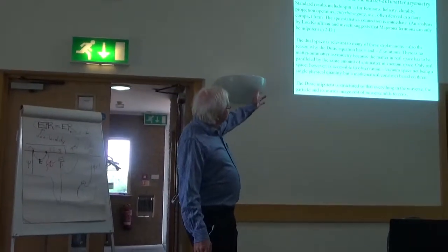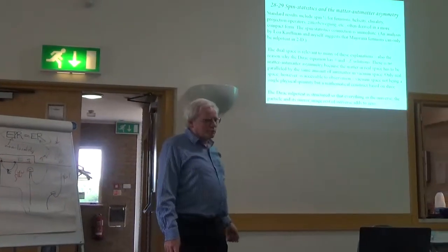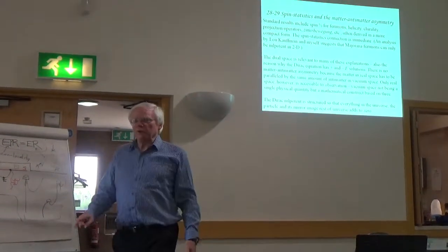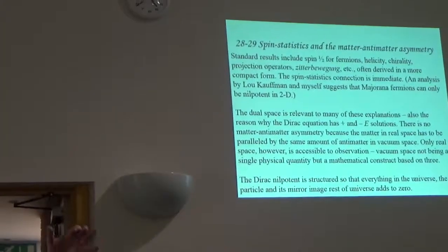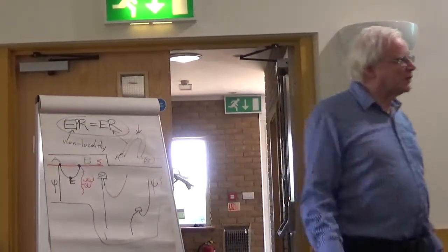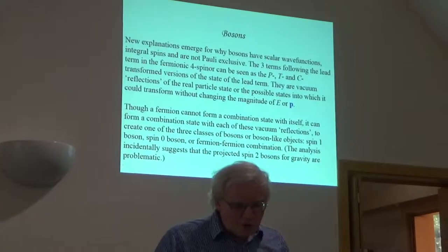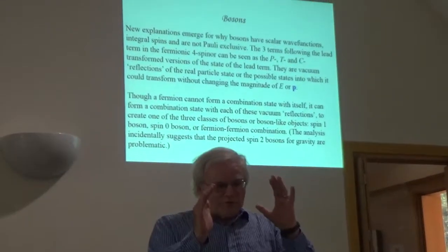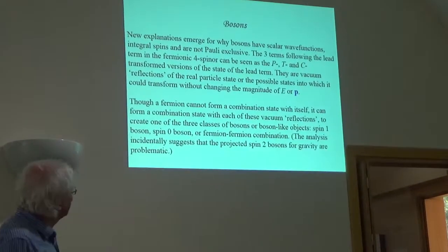So, I'm saying that the dual space is relevant to many of these explanations. I don't intend to talk about that too much, but what I do say is that we have this supposed problem of matter and antimatter in the universe. However, if matter is in one space and antimatter at the same time is in the other, we don't have a problem because we have the same amount of matter and antimatter. There's no difficulty whatsoever. You look at those Dirac wave functions, they have two of each. And there's a reason for it.